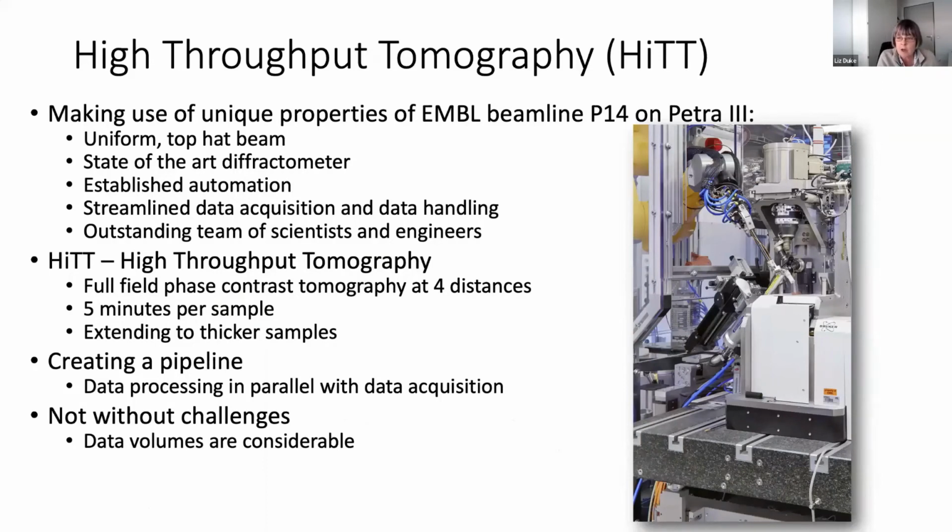There are many possibilities. So the beamline we're using here in Hamburg is, in fact, a repurposed macromolecular crystallography beamline. This is the EMBL's macromolecular crystallography beamline P14 here at PETRA III. And what we have here is a really nice uniform top hat beam, which is very, very stable, which is essential for good imaging. But we're also able to take advantage of all the technology that has been developed for macromolecular crystallography, particularly a very nice diffractometer, but also all of the automation.